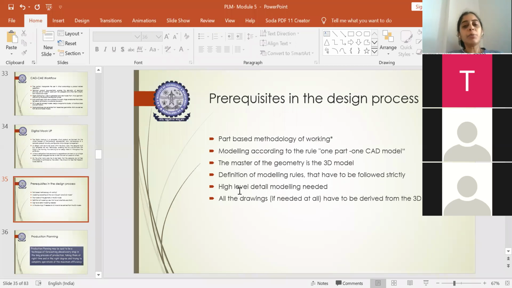And you should be thorough with detailed modeling, the specifications of the modeling, the strategies, the equations, the variants, and the input and output data that are needed. You should be thorough with all the information. And lastly, all drawings have to be derived from the 3D models. I have told that already. So all models through 3D. It is not like drawing a 2D and then converting into a 3D at a later stage. It should originate from the 3D models directly.